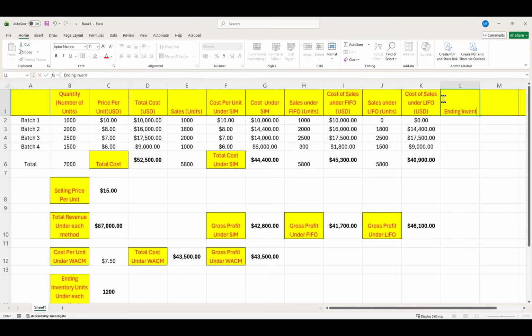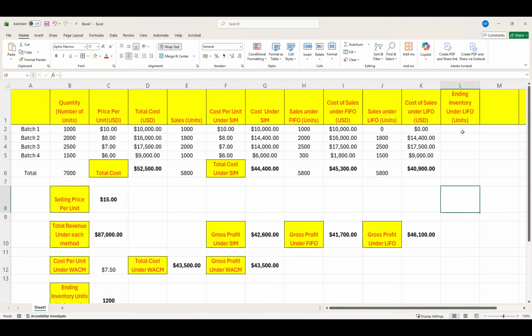So ending inventory under LIFO, okay, in terms of course, units, this is how much in for LIFO. What is the ending inventory for this? If the sales of this batch is zero under LIFO, so what is the ending inventory? Which two cells do I need to subtract to find out the ending inventory? Tell me. Which two cells do I need to subtract to find out the ending inventory under this method?